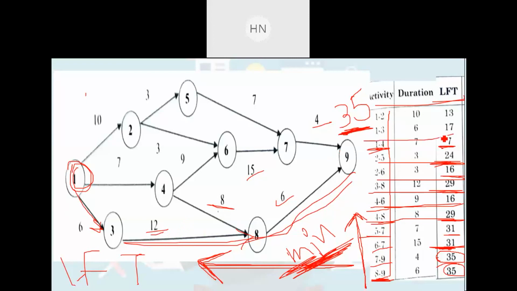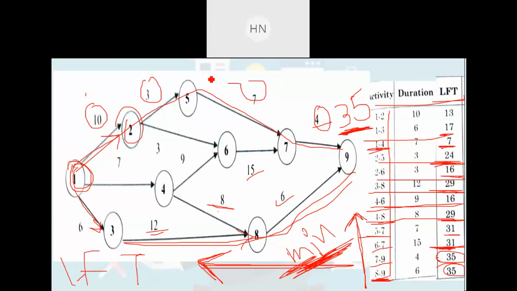So this is the 17, and for the last, 1 to 2, this is 1 to 2, we are having two options. This is the first path, that is from 35 you need to deduct this 10, this 3, this 7 as well as this 4.